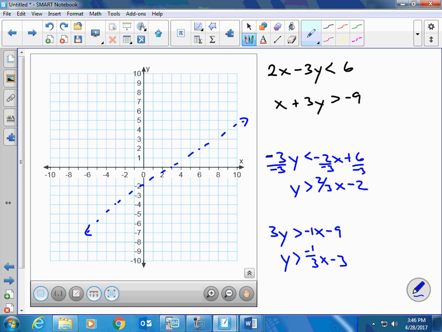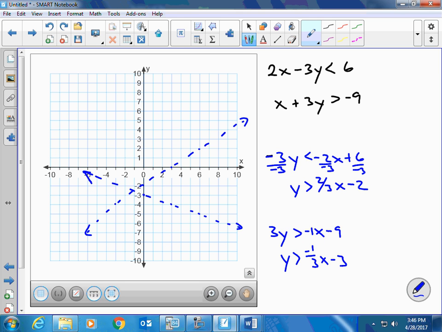My y-intercept is a -3. My slope says go down 1 and right 3. And I get that graph there. This one is also dotted. Oh, sorry, I forgot to do my shading on the other one. Let's go back and shade.